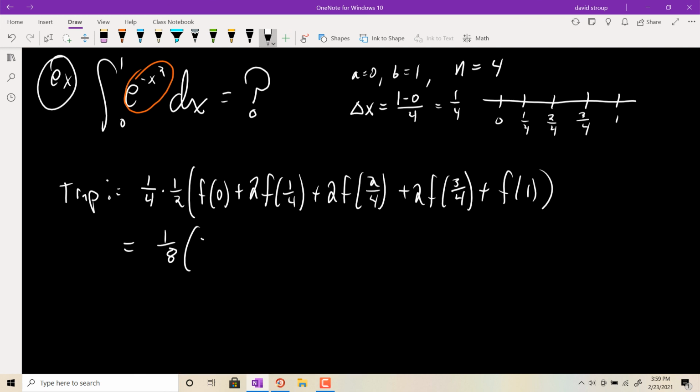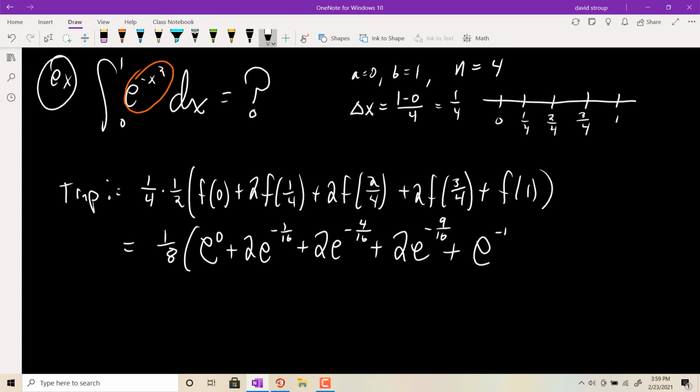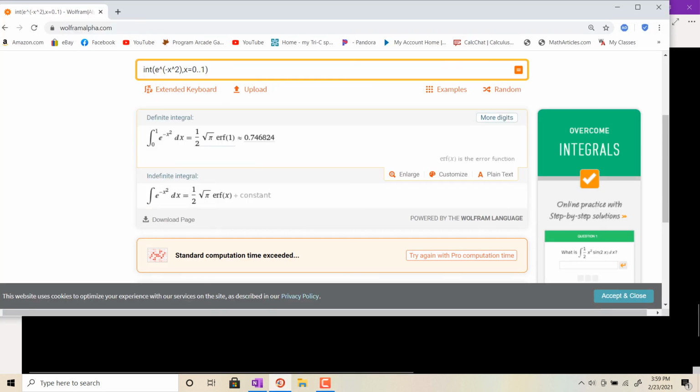So e to the 0 plus 2e to the negative 1/16. 1/4 squared is 1/16. Plus 2e to the negative 4/16 plus 2e to the negative 9/16 plus 1e to the negative 1. Okay. And we could plug that into our calculator. I will dispense with the pleasantries and just give it to you. So it is 0.7430. Okay. So in this case, we can go look online. 0.74 something? Yeah, so it's kind of close.